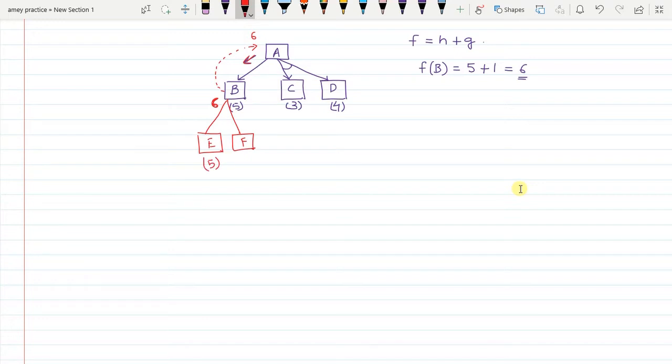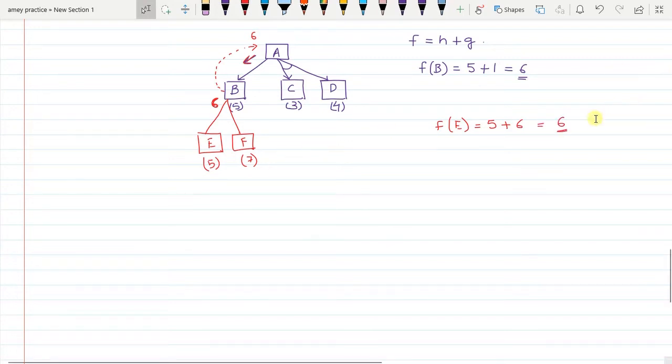Suppose the value of E was 5, value of F was say 7. Now what would have happened? Just check. When you calculate F of E, it is nothing but the heuristic value of E, that is 5, plus the cost along the edge that connects B and E, plus 1, so that is 6. Correct? So the F of E would be 6.